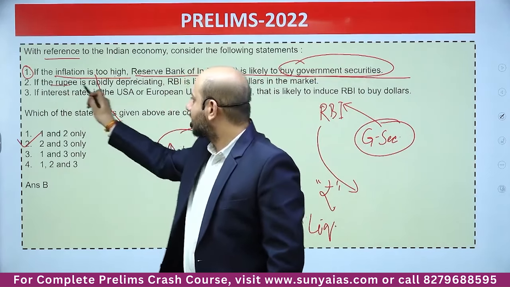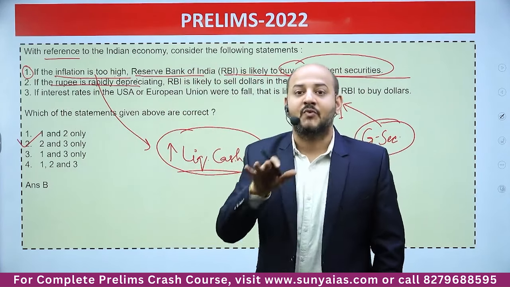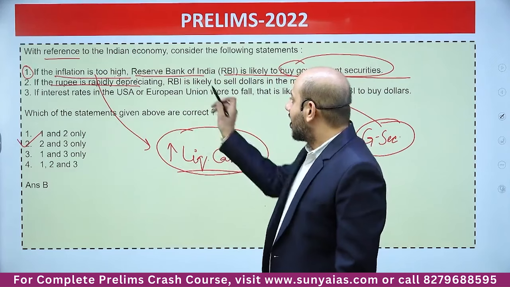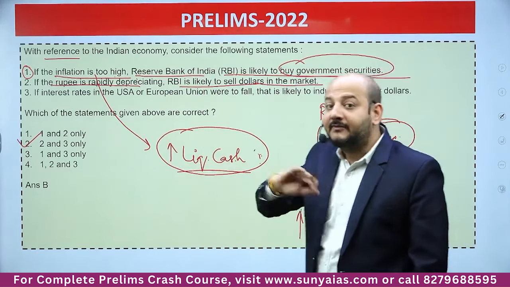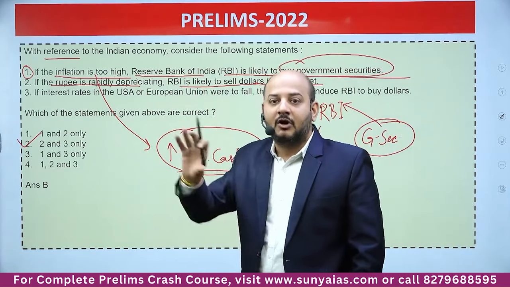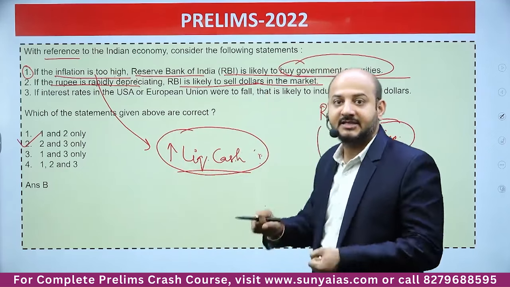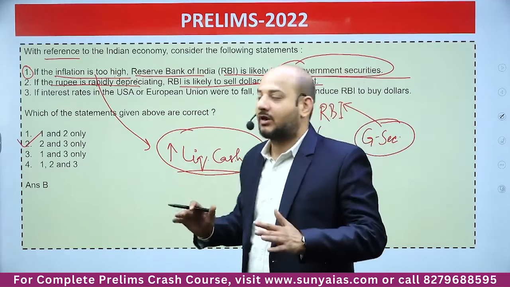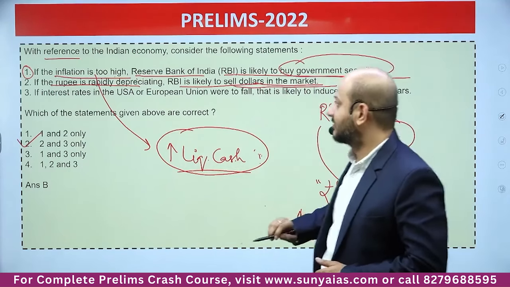Second statement is, if the rupee is rapidly depreciating, meaning its value is rapidly depreciating, RBI is likely to sell dollars in the market. ठीक है, relative to dollar अब हमको rupees strong करना है, हम dollar खरीदेंगे ज़्यादा ज़्यादा rupees देके तो rupees value will again depreciate. Yes, that is true. We will unload the dollar. RBI is likely to sell dollars in the market. That is a correct statement.